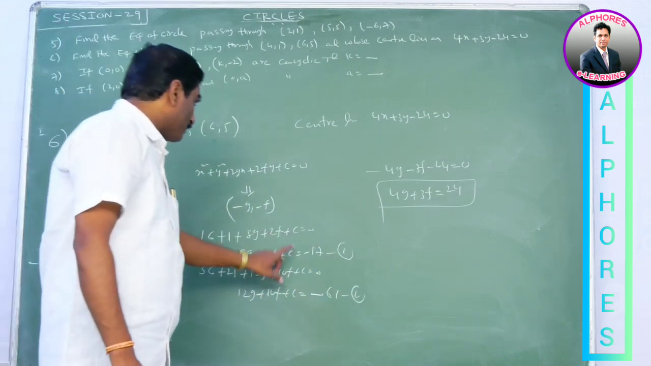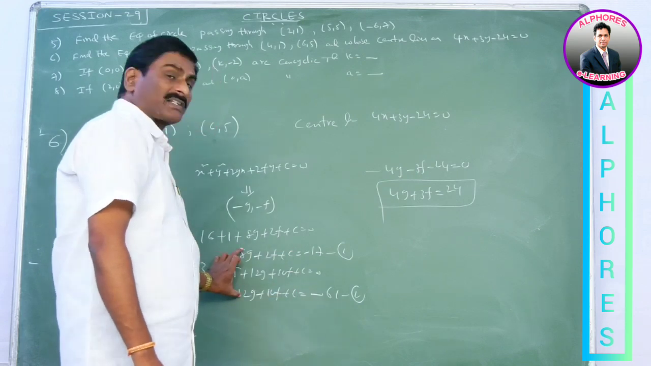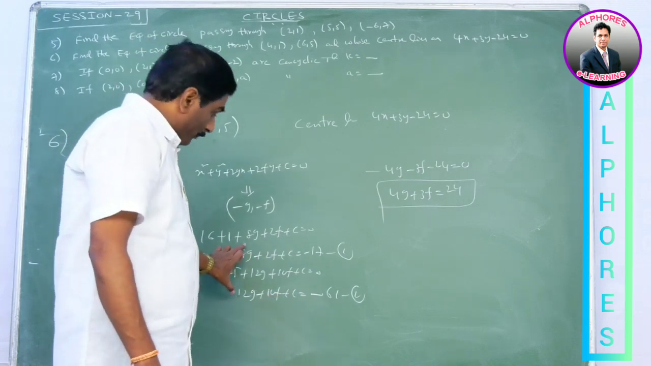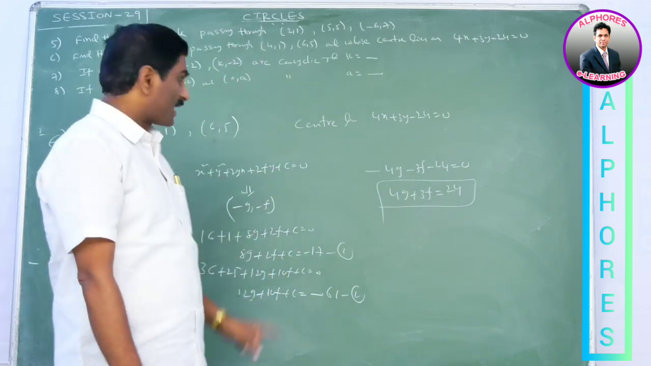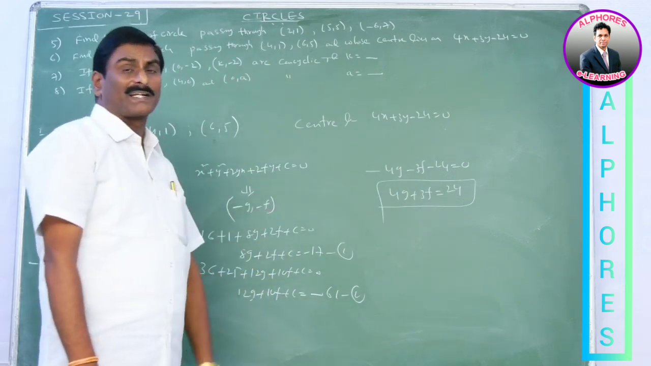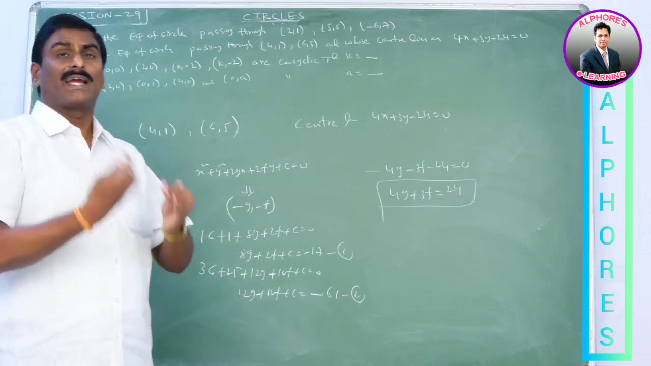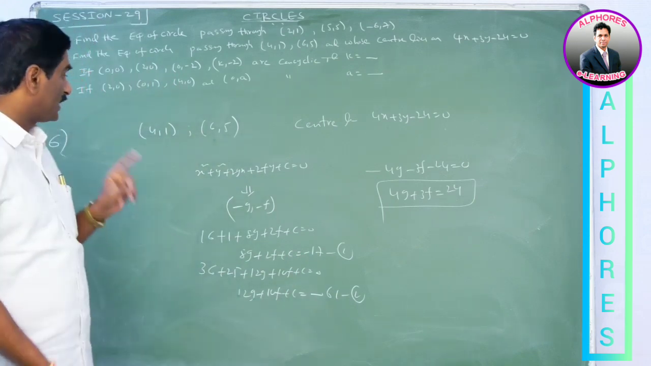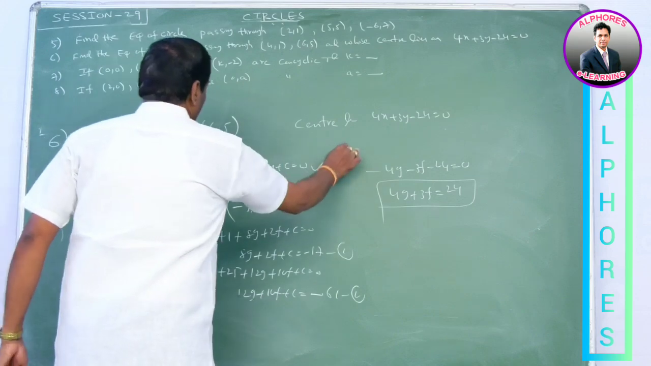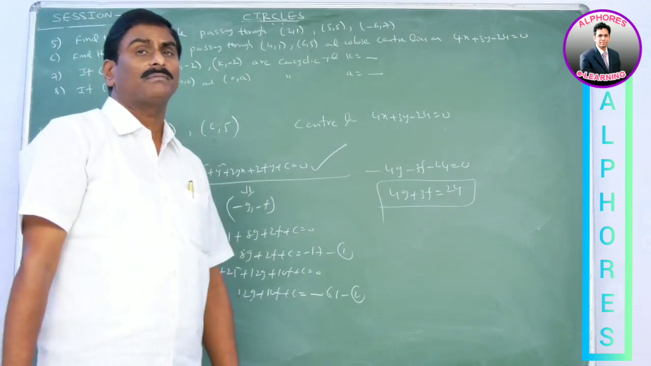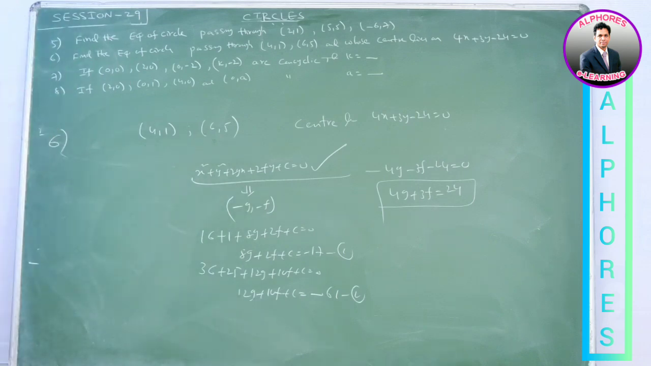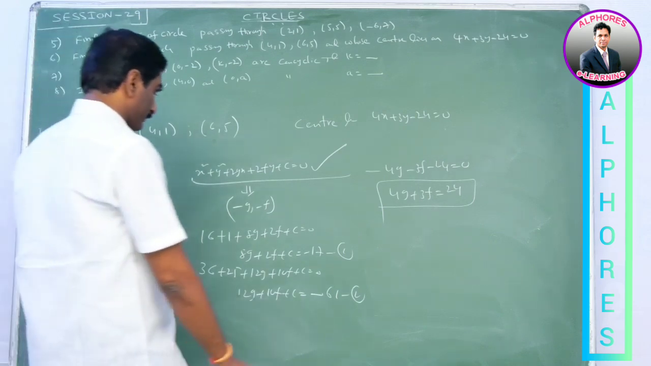Eliminate c from 1 and 2. By eliminating c from 1 and 2, we get the equation in terms of g, f. By using this and this equation, we find the values of g, f, and substitute the values of g, f in equation 1, we get c. Finally, we get g, f, c. Substitute the values of g, f, c in the standard equation, we get the equation of the circle. Okay. Next, seventh one.